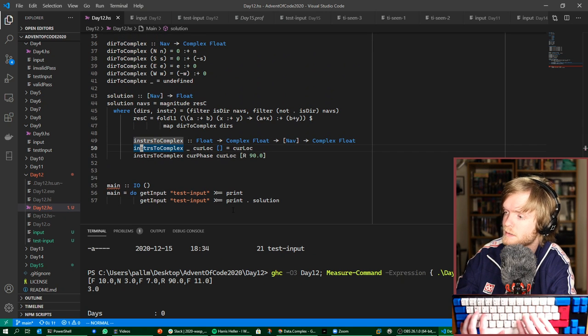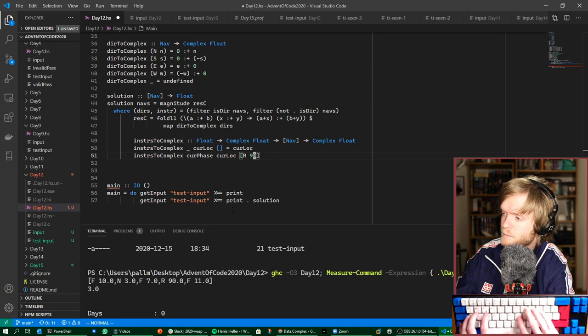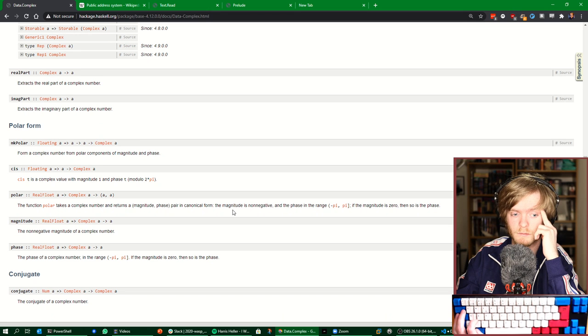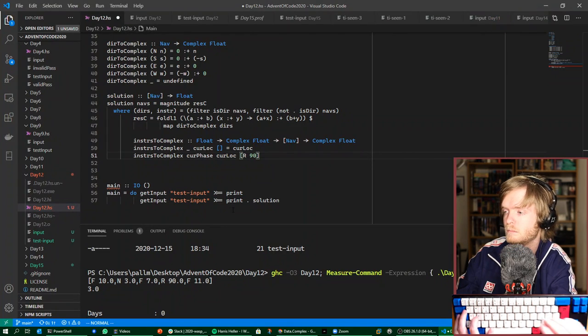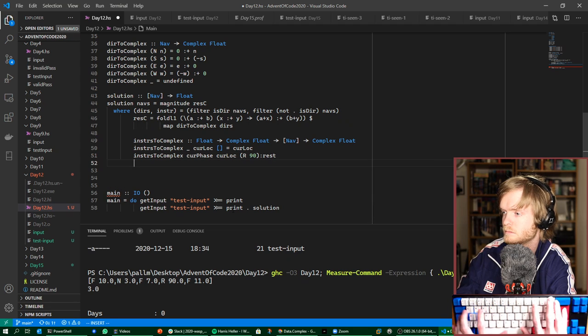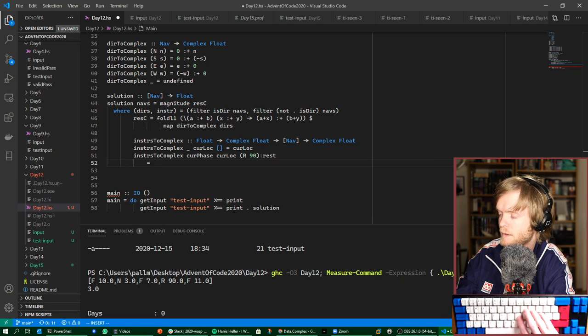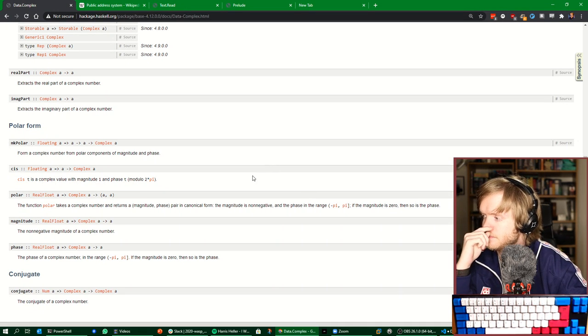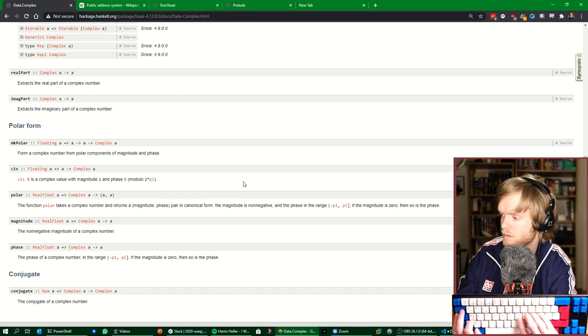So if the current phase of the loc is, we're gonna have a couple of phases. We're gonna have R90, we're gonna have L90 and 180. So R90 rest equals, that is going to be insts to complex of, this will be cur phase, let me see.